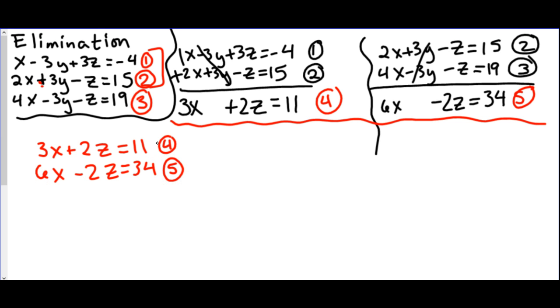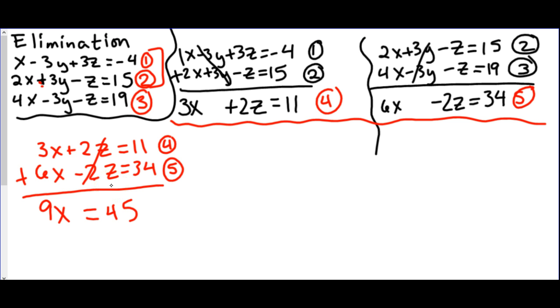We're going to do the same process. We want to look for the letters that have the same coefficient with opposite signs. I'll show you another problem on the next page, what happens if none of those exist. You might have to change some stuff, but for us, we're good to go because our z's have the same coefficient, a 2, but opposite signs. So we do the same process, add them together. 3x plus 6x is 9x. 2z minus 2z cancels out. And 11 plus 34 is 45.